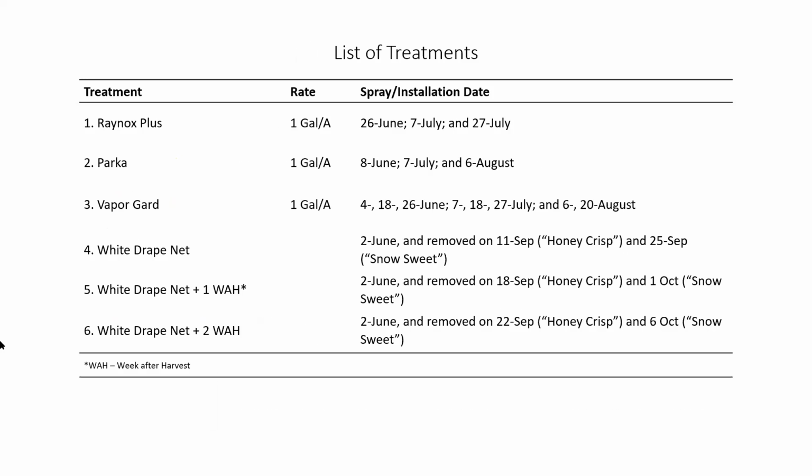Here you can see the rates and dates when our spray materials were applied, and the date the nets were installed as well. Nets in treatment number 4 were removed on the same day the control trees were harvested. In treatment number 5, we removed nets approximately 7 days later, and in treatment number 6, we removed nets 10 to 14 days later. So this WAIH stands for weeks after the initial harvest date.